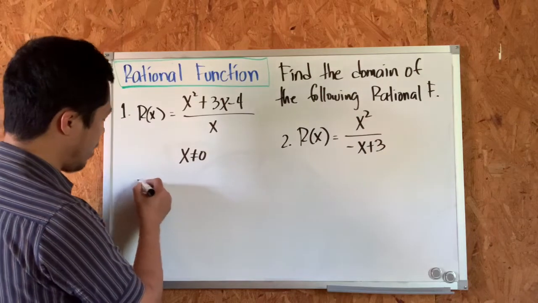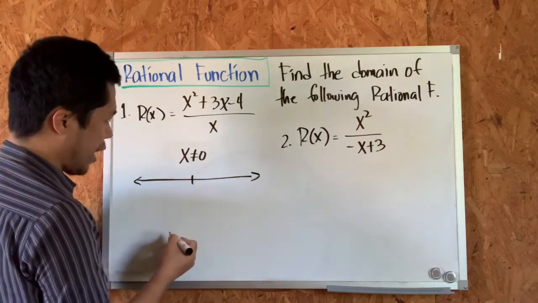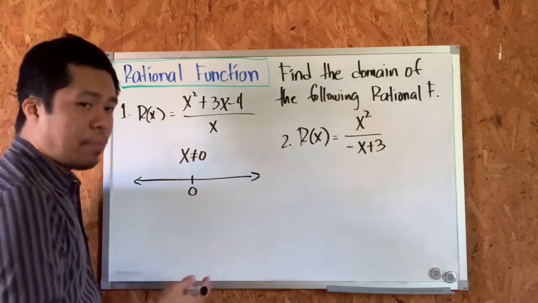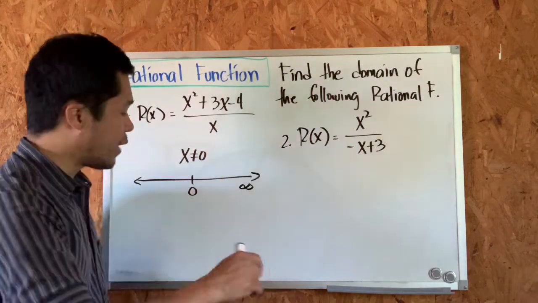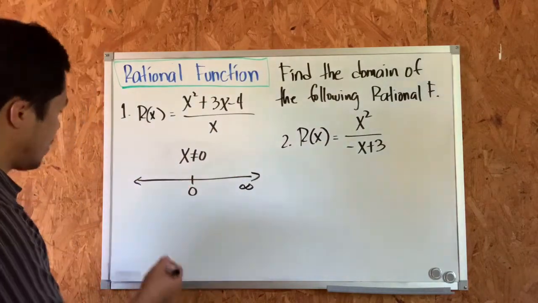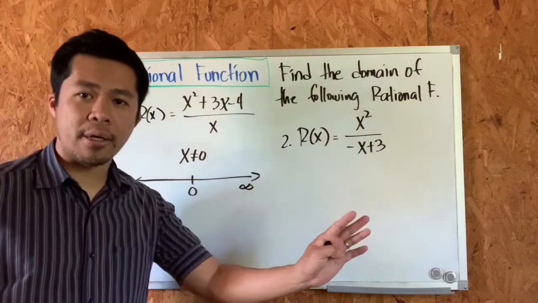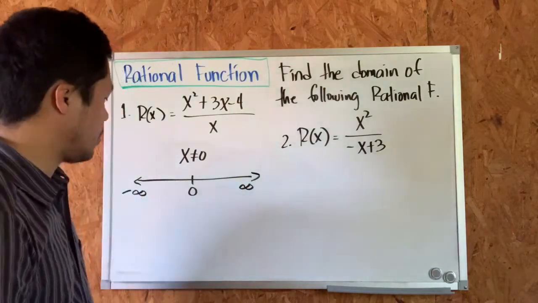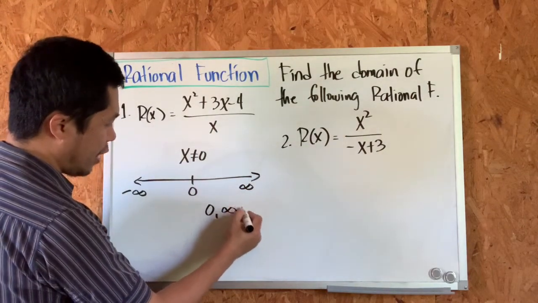Now, how can we write all the numbers except 0 in a notation? I will start with this arrow here so that you will understand this better. All of the numbers on the right side are positive until positive infinity. They are allowed, take note of that, except 0. And all of the numbers on the left side are negative until negative infinity. Meaning all of the numbers on the right are allowed, and all of the numbers on the left are also allowed, except 0. So that means from 0 to positive infinity.